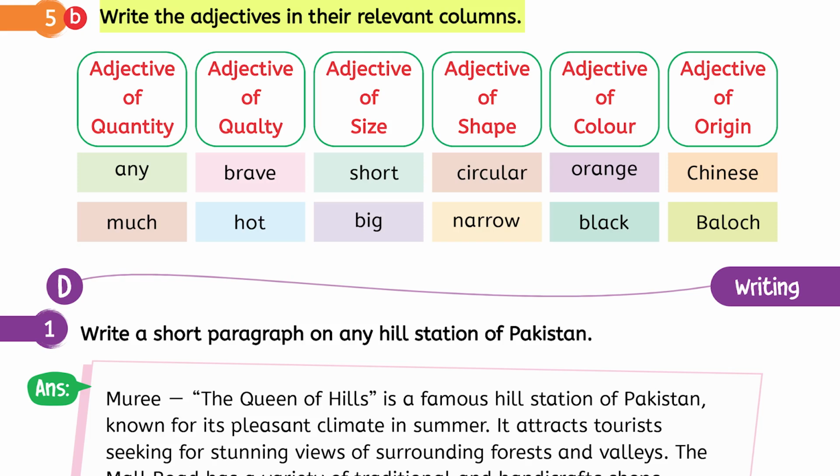Now let's move forward to question number 5, section B, that clearly defines the adjectives. We have to write the adjectives in the relevant columns. But before that, you have to learn about the different types of adjectives. Those are mentioned in your books.